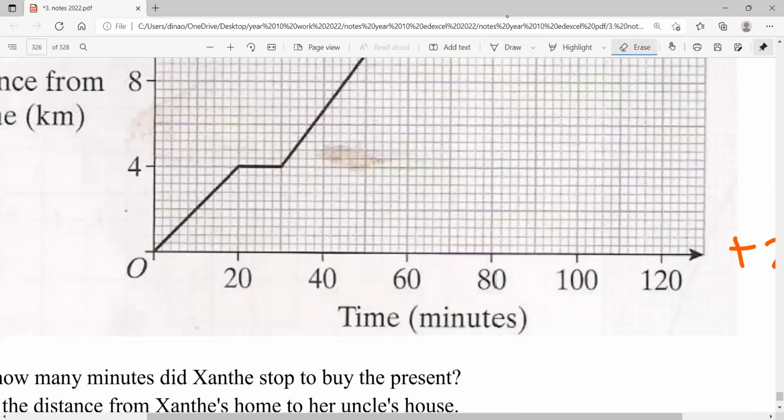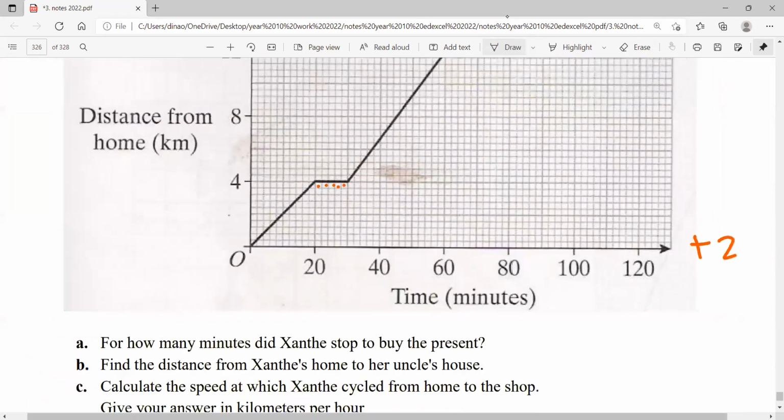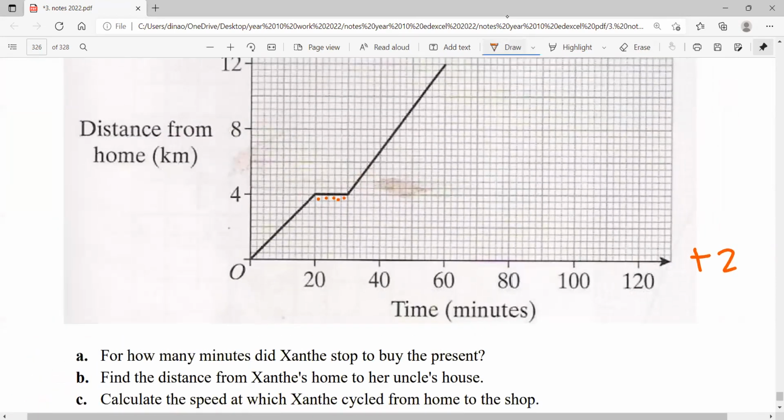Let's see, this horizontal line is how many squares? 1, 2, 3, 4, 5. 5 squares, and each square is 2 minutes, so she stopped for 10 minutes. She took her time buying the present. Nobody takes 10 minutes to buy a present, but okay.